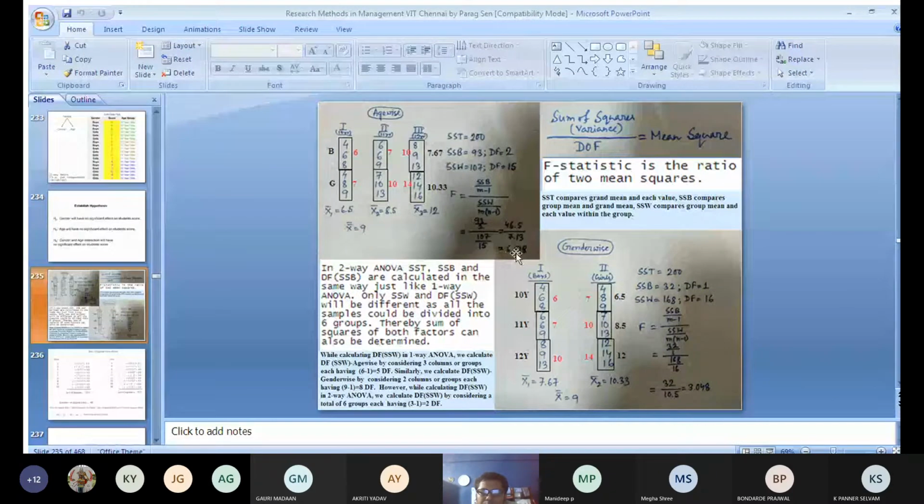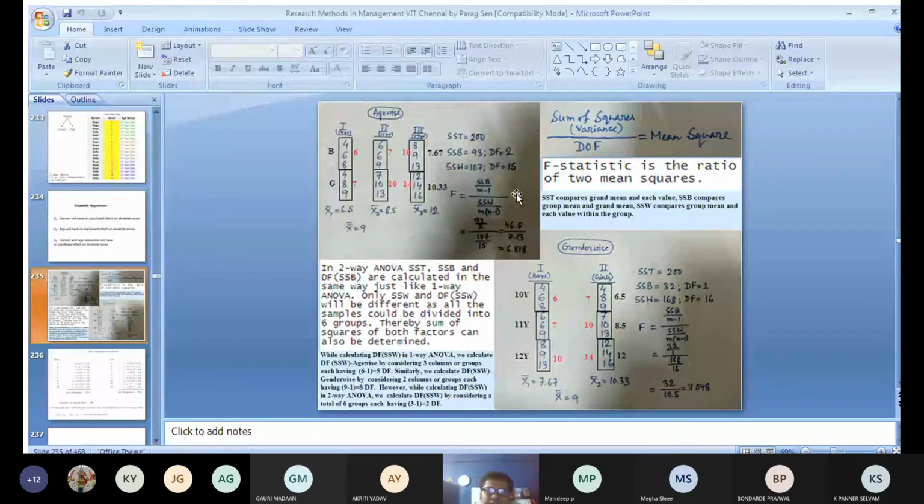Now you need to compare it with the significance level. If your P value is less than your significance level, then you can reject your null hypothesis. This is what you will perform in the case of a one-way ANOVA.